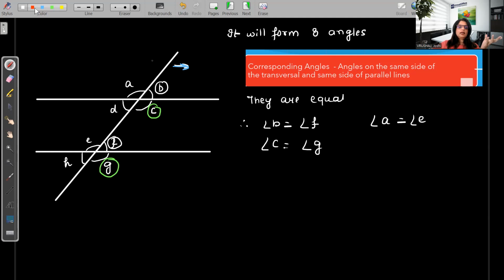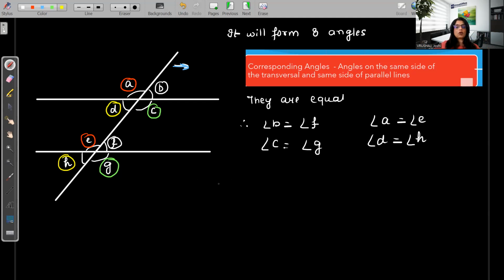Which is angle A? Angle A is this. And angle E is this. Okay. Then we have angle D is equal to angle H. Now, obviously, I don't have to tell you. It's very obvious that this is angle D and this is angle H. Can you see this? So, these angles are equal. What are they called? They are called corresponding angles.